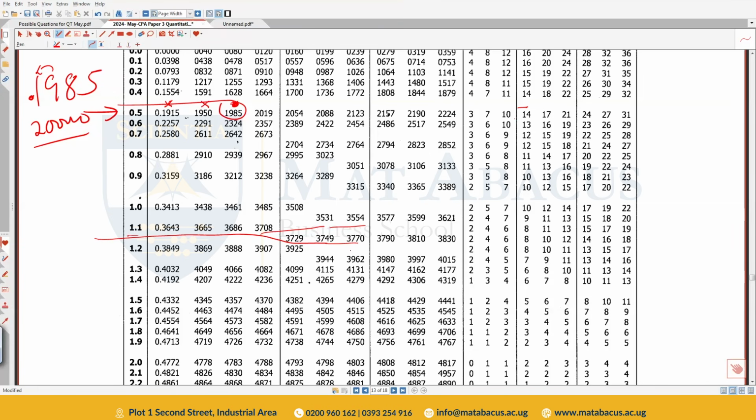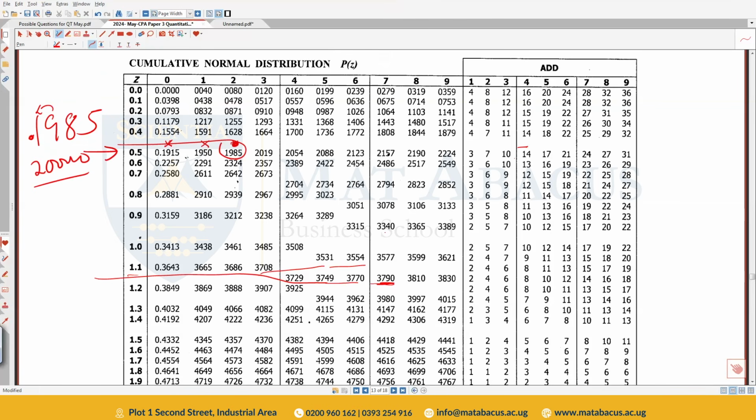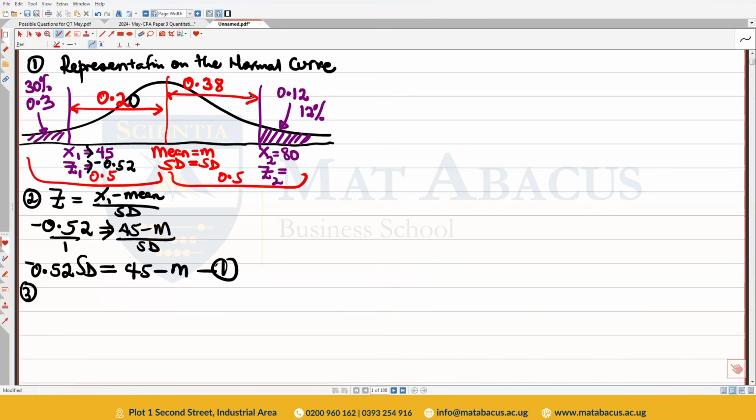1.10. Look at this. Look at that. This one is closer. More closer. 0.38, more closer. So it is 1.17. And because it is very close, we are going to say positive 1.17.